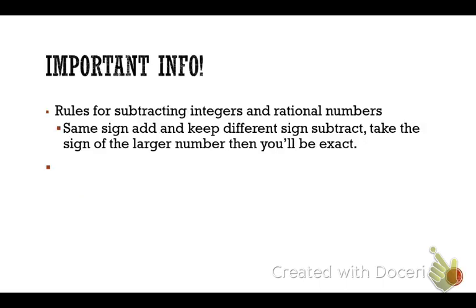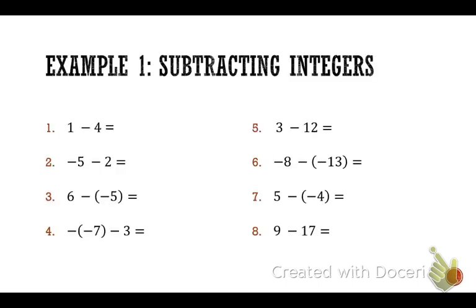So, just like we just rehearsed, we do have some rules for adding and subtracting rational numbers and integers. Same sign, add and keep. Different sign, subtract, take the sign of the larger number, and then you'll be exact. Okay, and we'll keep rehearsing that. So, leading into example 1, we are going to subtract these integers.